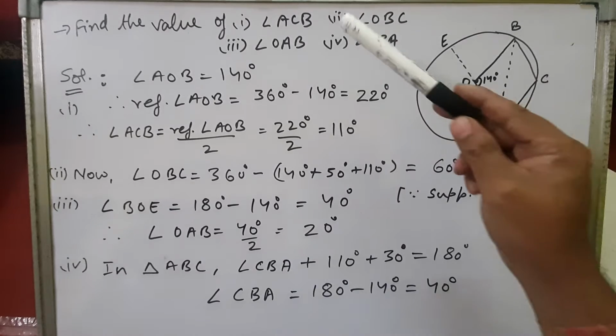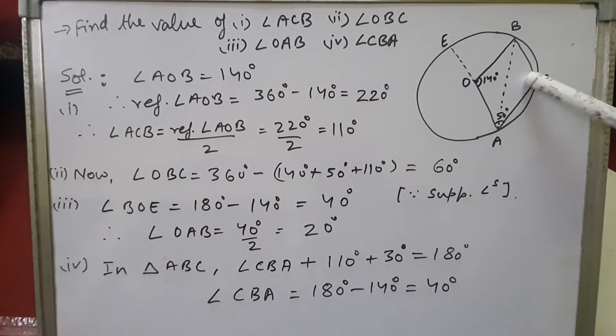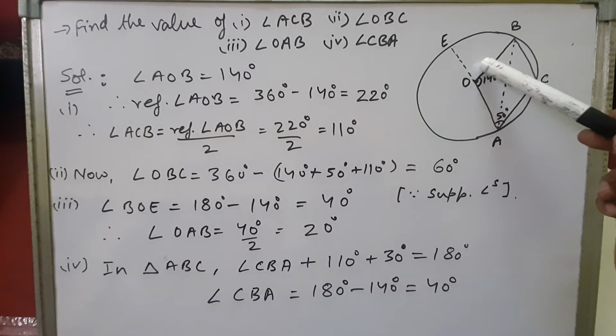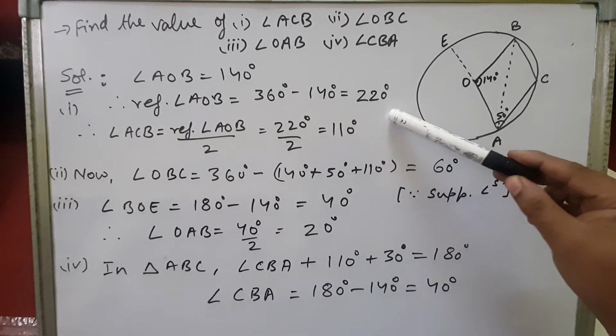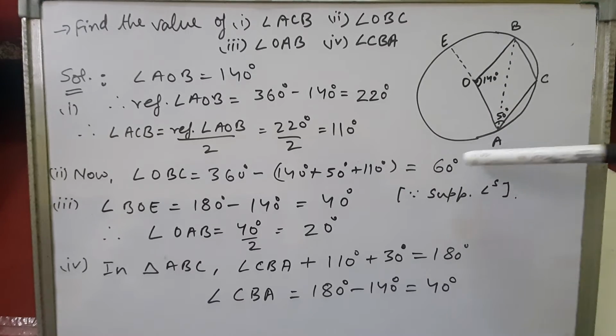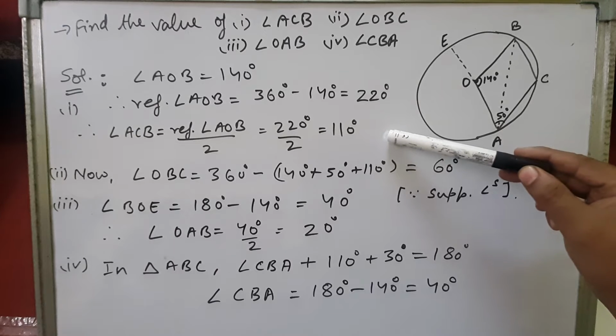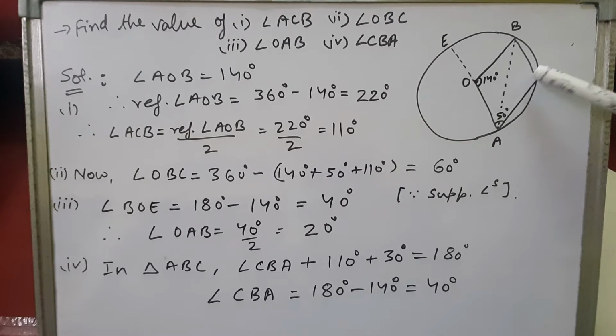So first what you have to calculate, angle ACB value. Now this angle ACB, if you see in the figure, if this angle is 140 degree, then this whole angle will be, reflex angle AOB will be 360 minus 140 degree equals 220 degree. Now we know that the theorem is angle subtended by the segment at the center is twice the angle subtended on the remaining part of the segment. So angle ACB will be equal to reflex angle AOB upon 2, which is 220 upon 2 equals 110 degree. So the value of angle ACB will be 110 degree.